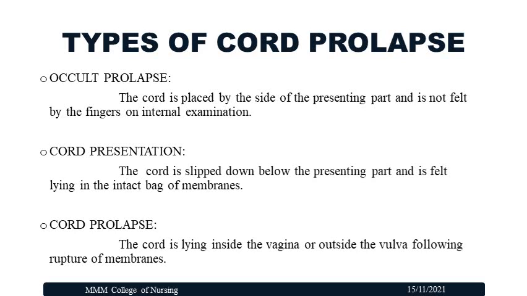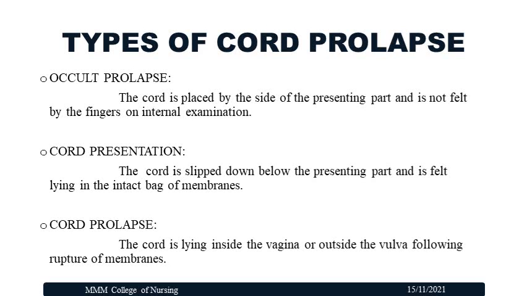Whereas in case of cord presentation, the cord is slipped down below the presenting part and is felt lying in the intact bag of membranes. Next, in case of cord prolapse, the cord is lying inside the vagina or outside the vulva following the rupture of membrane. So we can see the cord in case of cord prolapse. These are the main three types: the first one is occult prolapse, second is cord presentation, and third is cord prolapse.